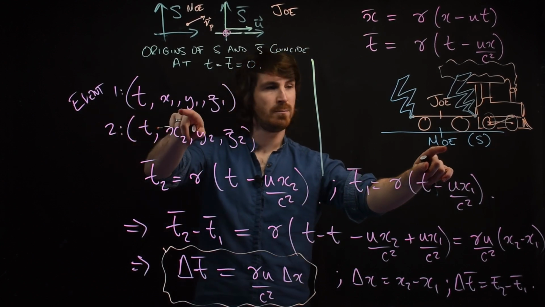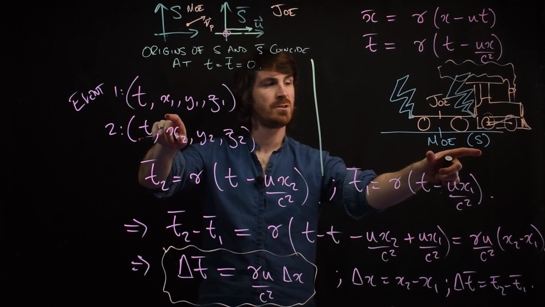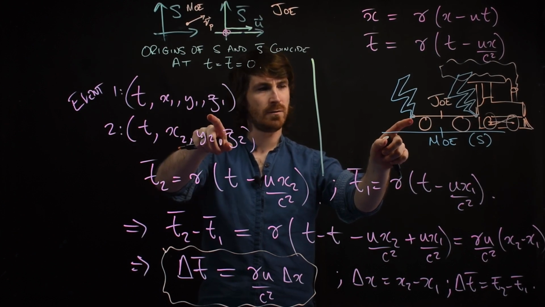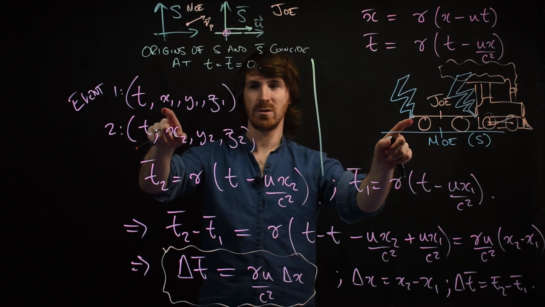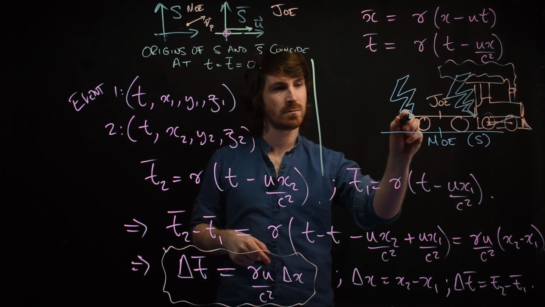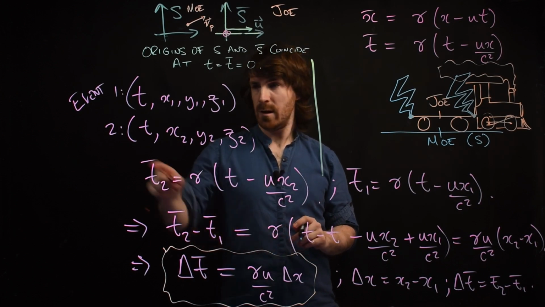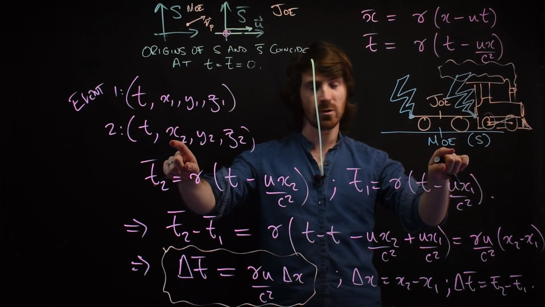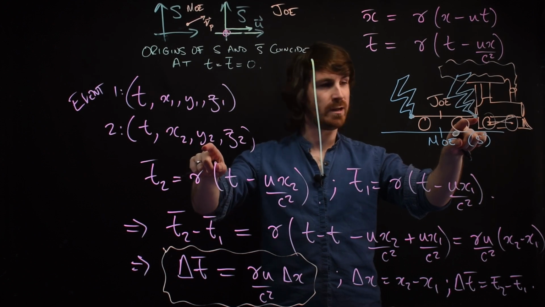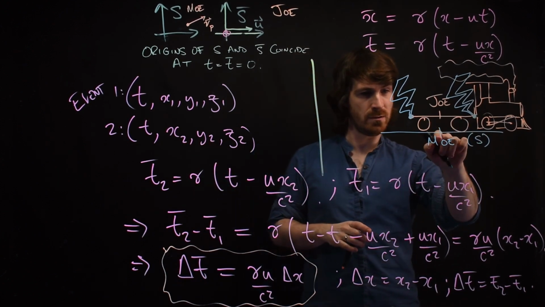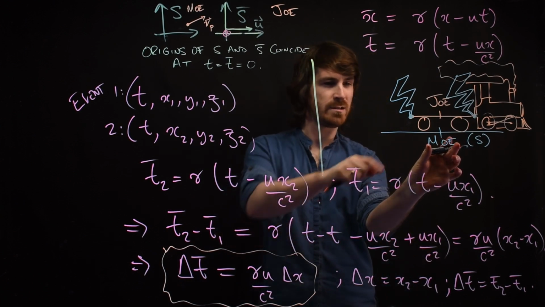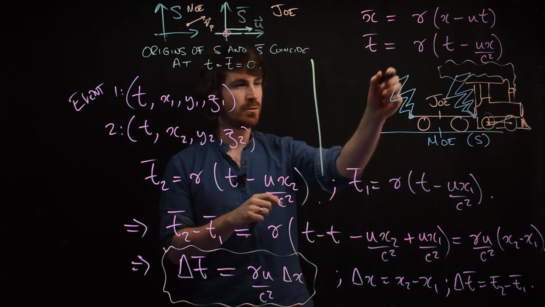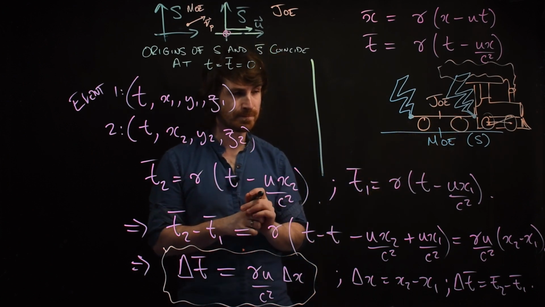At the same time, according to Mo. So event one, in Mo's reference frame S, stationary on the platform, is the bolt of lightning hits the back of the carriage, at time T and at position x1, y1, z1, that's this point. And event two, the bolt of lightning strikes the front of the carriage at time T, the same time according to Mo, but at a different location, x2, y2, z2. I've chosen it such that Mo is equidistant from the front and back of the carriage at time T. So the bolt of lightning strikes, and Mo observes it at the same time T.